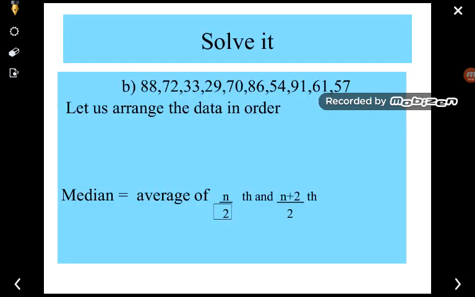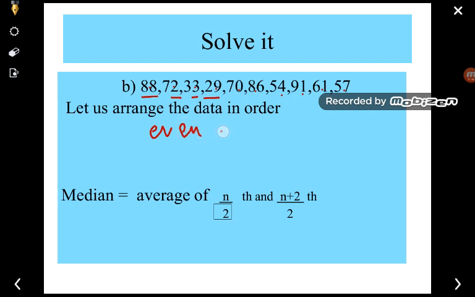Next, you are asked to solve another example: 88, 72, 33, 29, and so on. These are the given data. Your observations are already given to you. Now you have to arrange the data first, and after arranging, you have to check whether the number of observations is odd or even. First find the number of observations: 1, 2, 3, 4, 5, 6, 7, 8, 9, 10. So you can say that the number of observations is even.